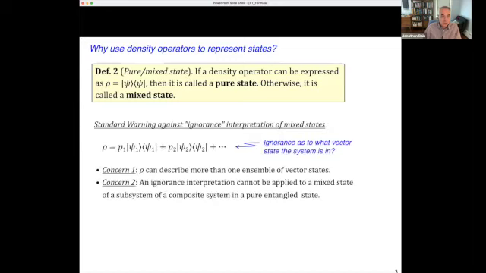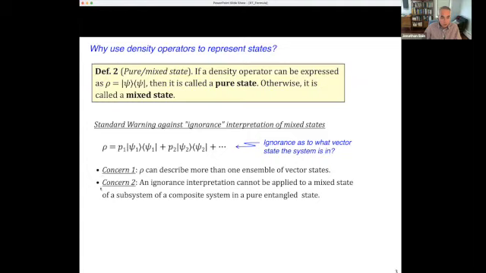Now let's remind ourselves of the standard warning against the ignorance interpretation of mixed states. So here's a generic mixed state, rho equals some probability p1 times the projection operator onto vector state psi one plus another probability p2 times the projection operator onto psi two, et cetera. On the surface, if the state of our physical system is represented by rho, this might suggest that we don't know what vector state our system is in. It could be in vector state psi one with probability p1 or psi two with probability p2, et cetera. So this suggests an ignorance interpretation of a mixed density operator state.